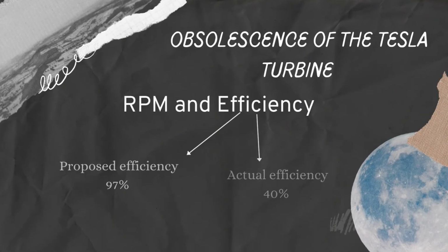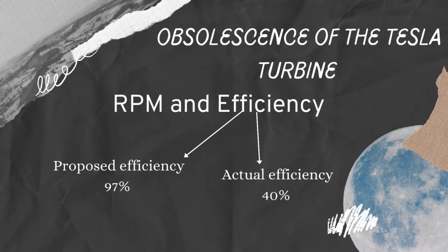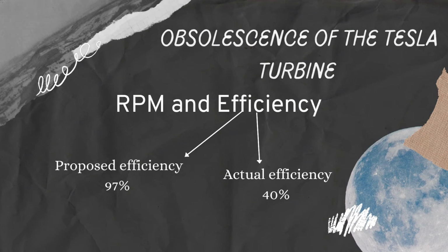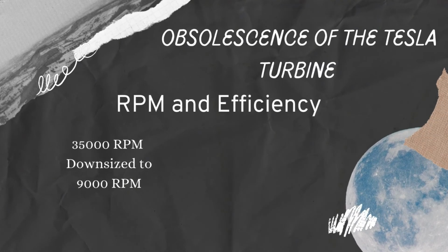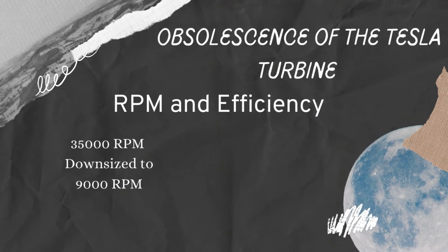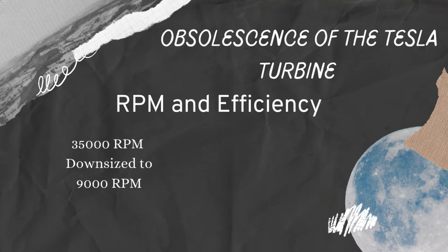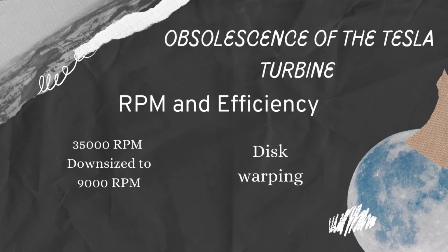Even though Nikola Tesla promised efficiencies reaching up to 97%, the actual turbine could only provide efficiencies of around 40%. This was due to the limitations in the rotation speed. In order to reach the high efficiency, the discs in the turbine had to rotate at very high RPM, going up to 35,000 RPM. At this speed, the discs were not strong enough to withstand the centrifugal force acting on them. This caused disc warping.